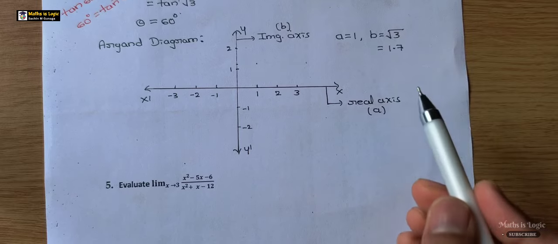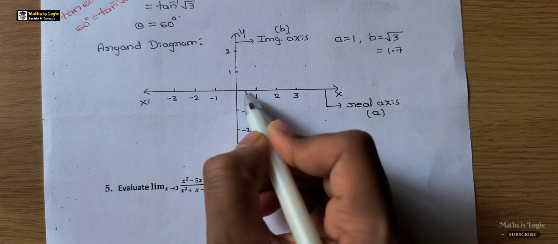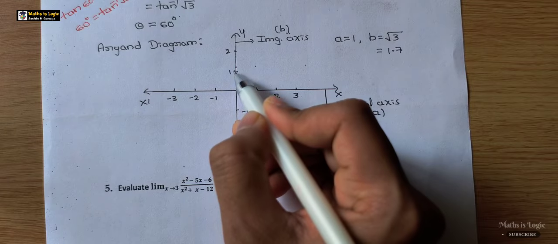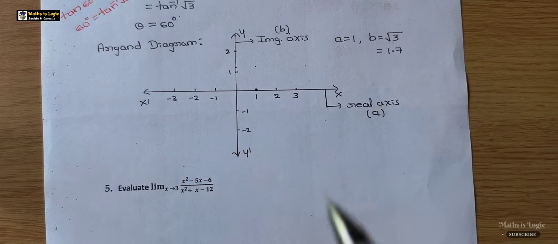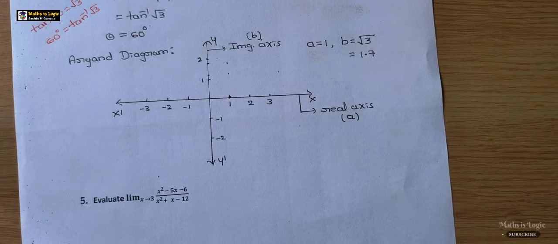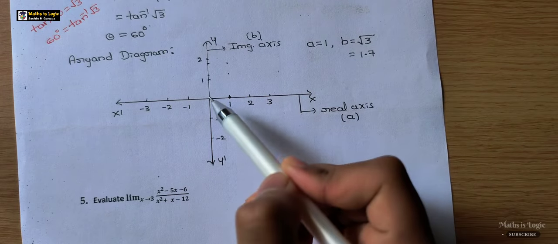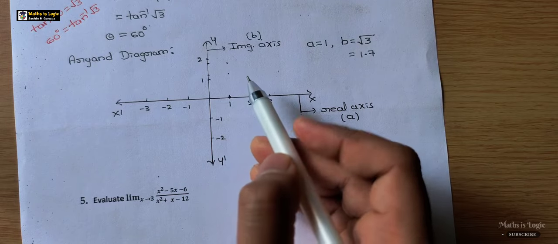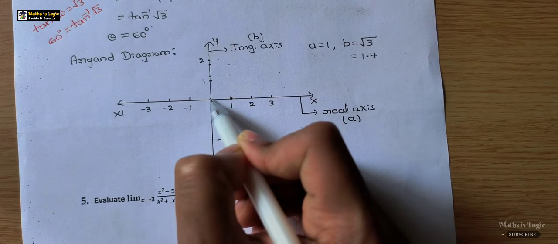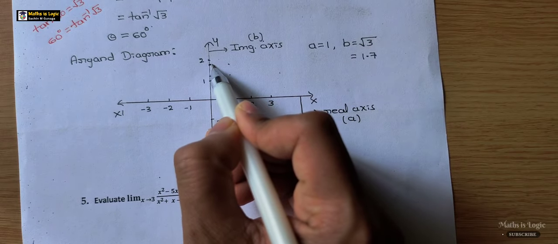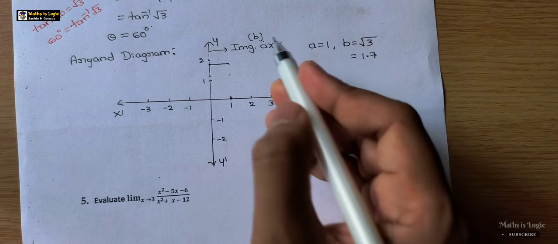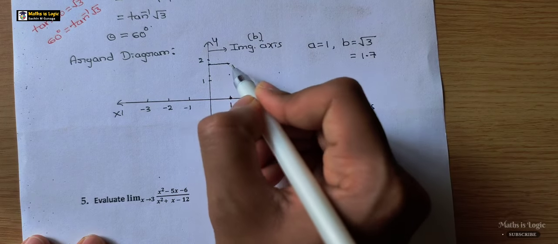Root 3 is nothing but 1.7. So a means this distance till here it is 1 and b is this distance 1.7. Okay, so take the scale from here to here, it is 1.7. Next join this. So from here to here it is 1.7, and this distance is how much? 1. So it is 1.